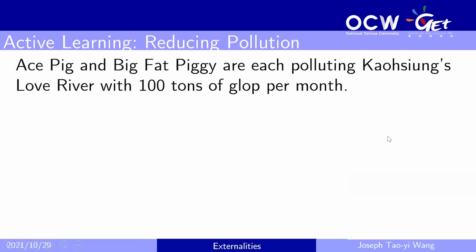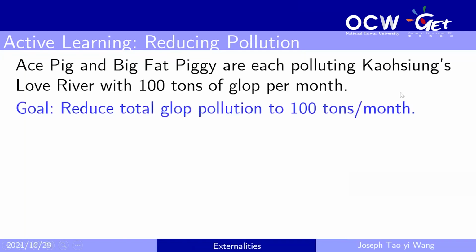Okay, so let's look at this hypothetical example. Ace Pig and Big Fat Piggy are two pig feeding factories that are polluting Kaohsiung's Love River. They dump 100 tons of globe per month into the river. You guys might be too young to remember, but if you come from Kaohsiung City and you remember the old days, you basically cannot get close to Love River because it just stinks. So the goal here is we want to reduce this pollution amount by 100 tons. Initially it's 200 tons. Now we want to reduce it to only 100 tons.